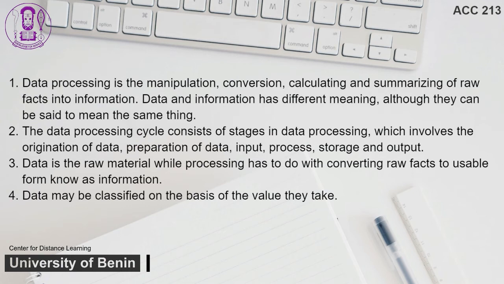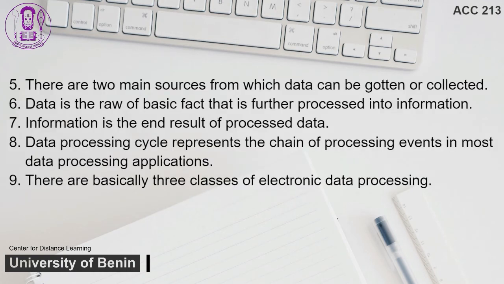3. Data is the raw material, while processing has to do with converting raw facts to a usable form known as information. 4. Data may be classified on the basis of the value they take. 5. There are two main sources from which data can be gotten or collected. 6. Data is the raw or basic fact that is further processed into information. 7. Information is the end result of processed data. 8. The data processing cycle represents the chain of processing events in most data processing applications.